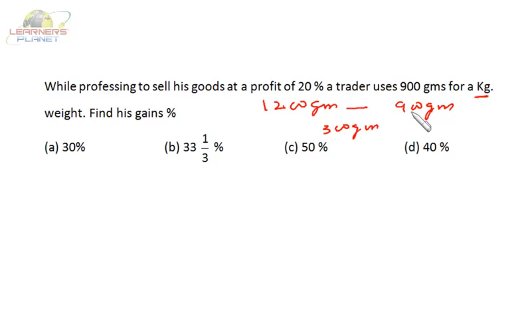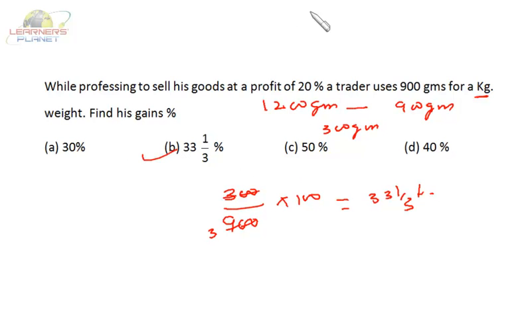Now definitely he must have paid for 900 gram only. That means on every 900 gram he is making a profit of 300 gram. So 300 gram profit on every 900 grams. So it is 100 by 3, or we can say 33 1 by 3% profit he is making. I'm sure you are clear. Not much paperwork is required. In fact, you can do this problem mentally.